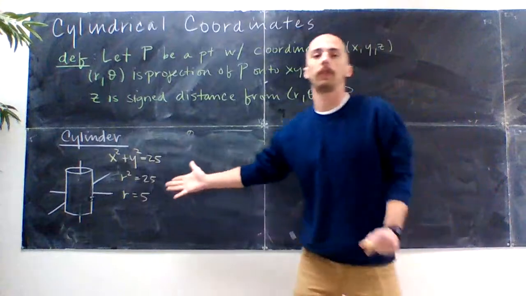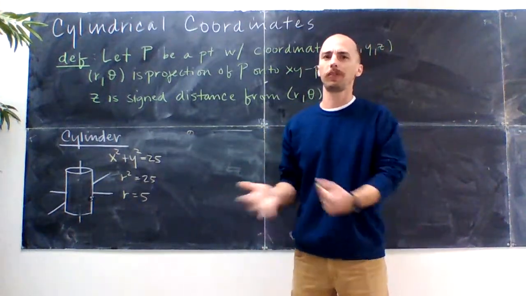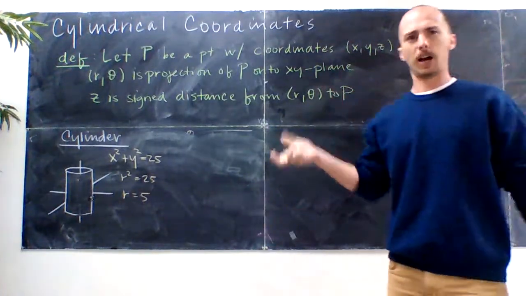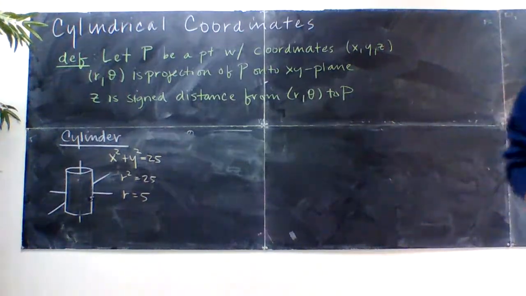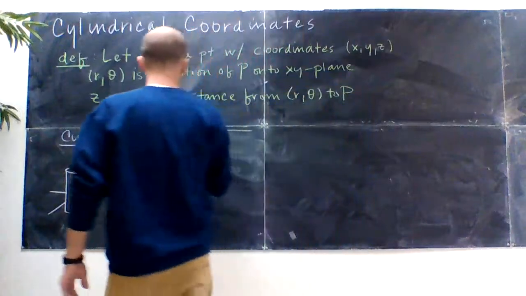Okay, I could have said this is r equals -5, but if you think about how the polar coordinates work with negative r, it's the exact same points, right? Just with the opposite notion of theta. So that's a cylinder. Okay, what about a paraboloid? That's something that we've talked about a lot in this class so far.